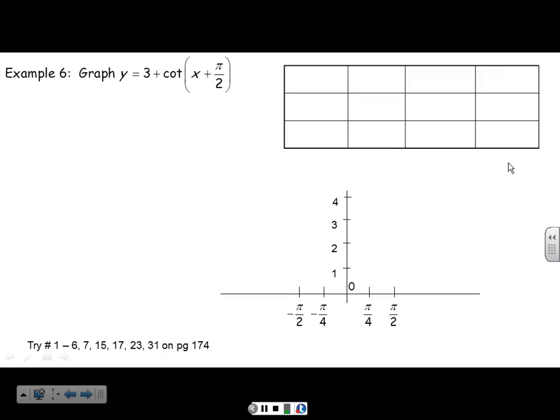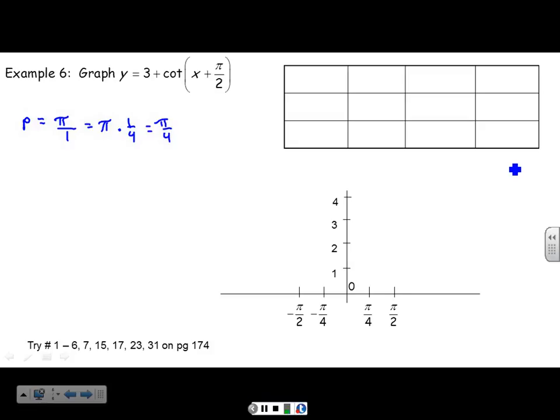Alright, so let's look at this last one. If we look at this last one, we'll notice that for cotangent, your period is pi, but b is going to be 1, so it's still going to be pi. And then if we fourth that, we're going to get pi over 4. So this is what our increments are going to go up by.